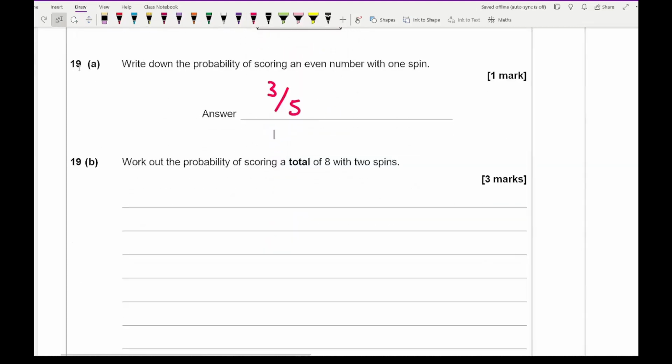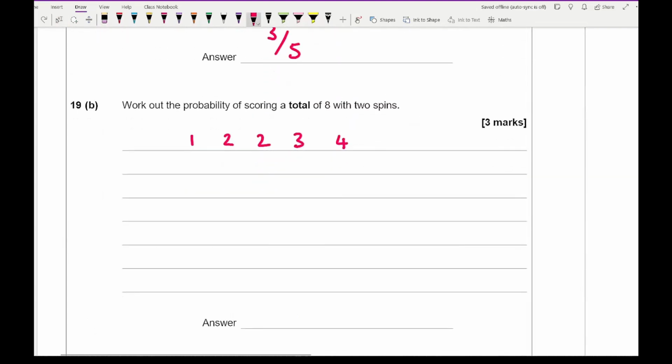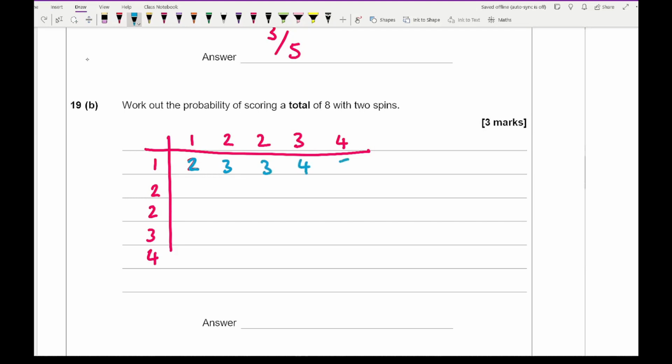For question 19b, it says work out the probability of scoring a total of 8. Well, there's one or two ways in which you could do this. So if I do a sample space diagram, and I've got 1, 2, 3, 4, 5, let me just check those numbers. Yep, they're correct. And if I write down all the possible combinations, now again, this is not essential, and just change the colours.